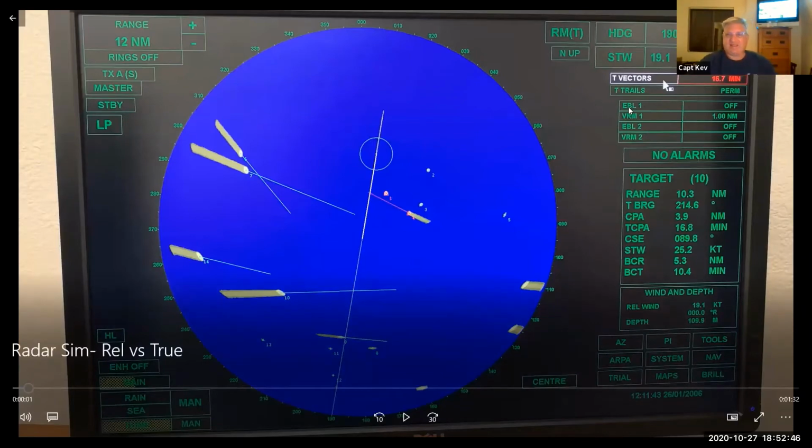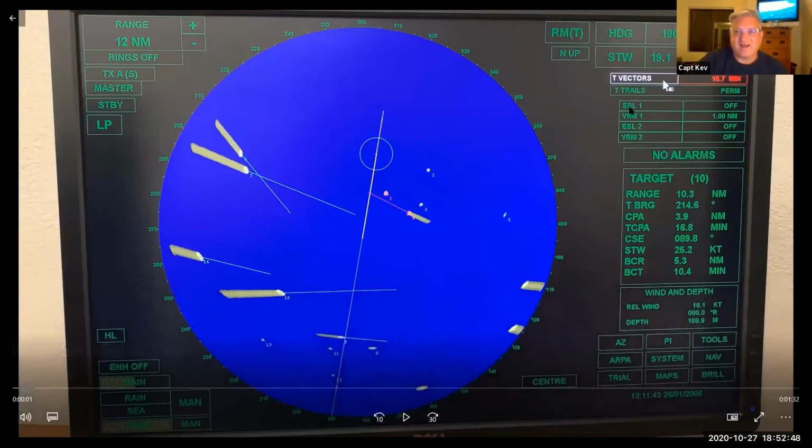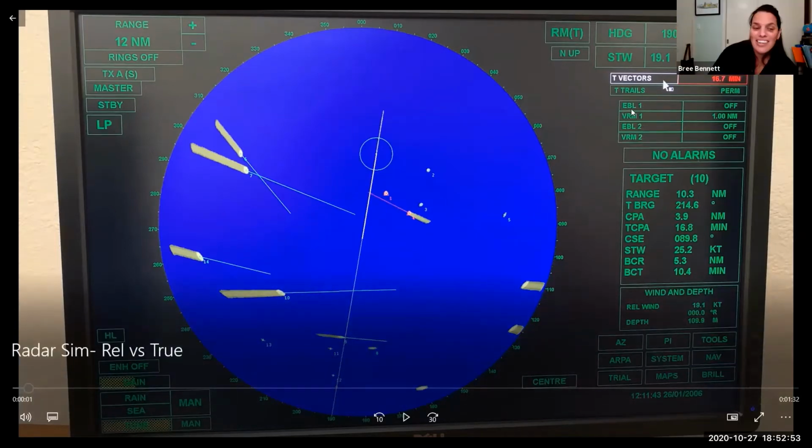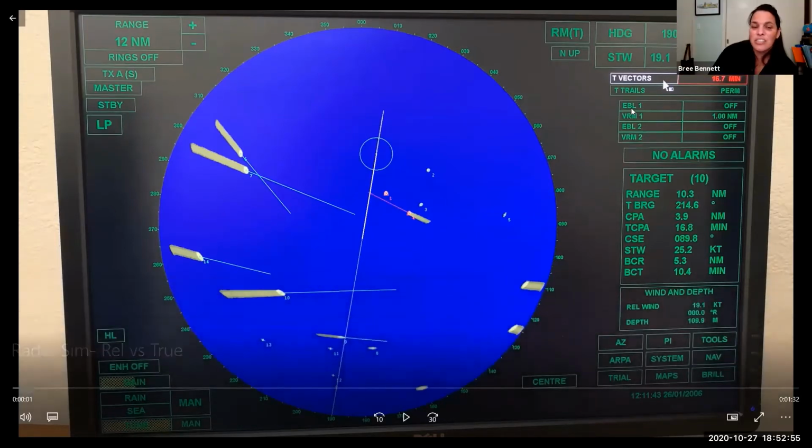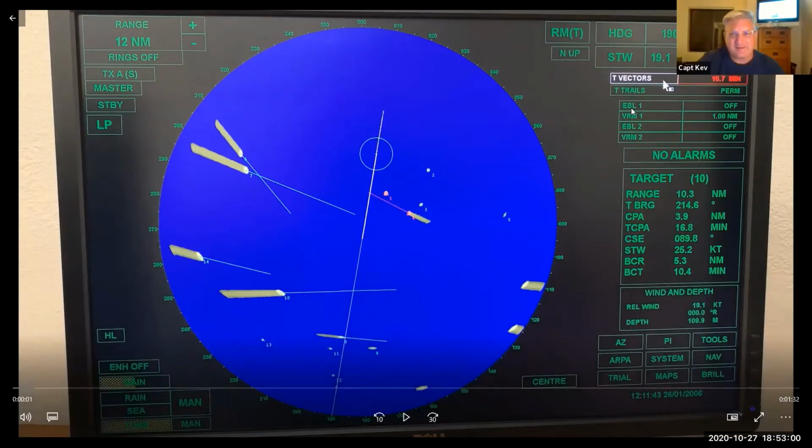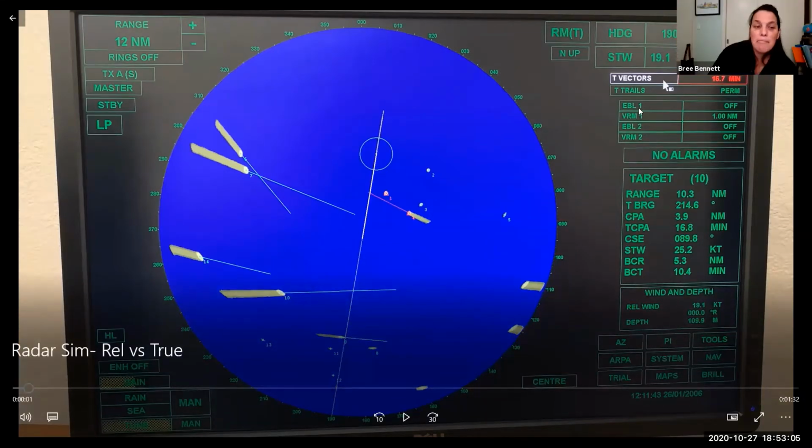Do you know what EBL stands for? Elbow? Anybody? What does the B stand for in EBL? Band? Bandwidth? No. We have a range and a bearing. Bearing. Right? Or range and bearing. That's how we're going to get our distances. So VRM is our variable range marker. Our EBL is our electronic bearing line.